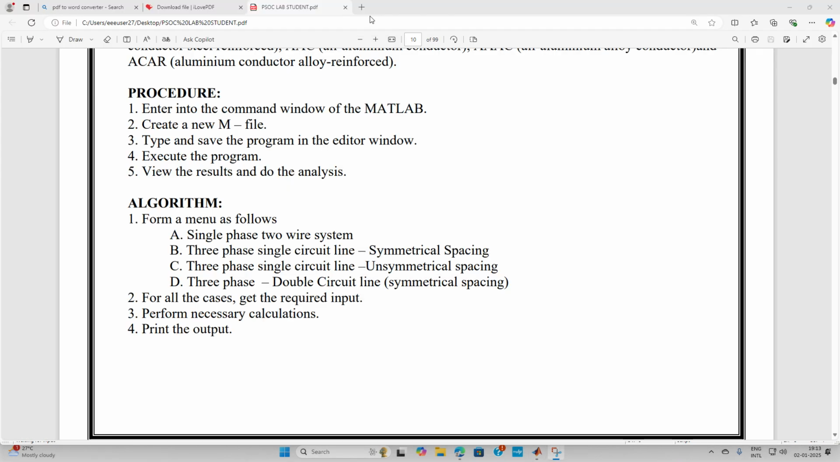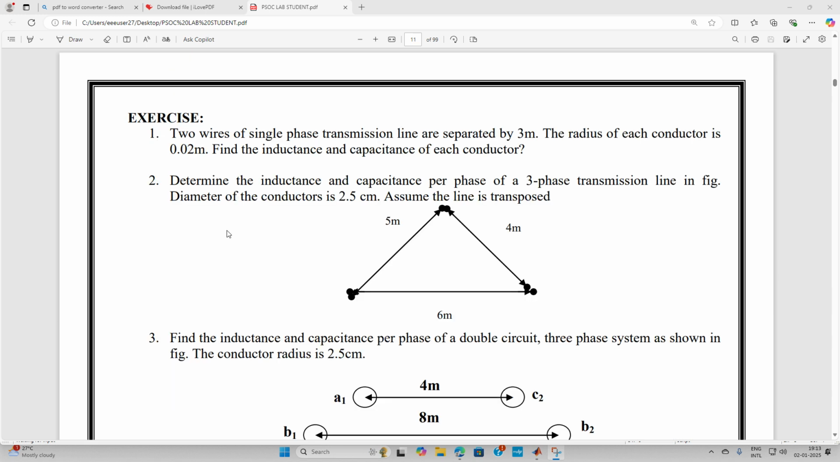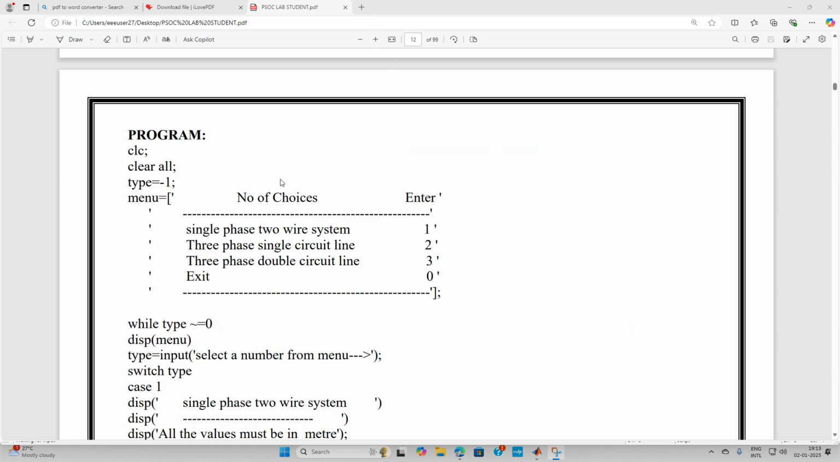After that, the procedures. I should have informed you earlier, but sorry to inform you now. First procedure, open the new MATLAB window. Next, create a new M file, then type and save the program in the editor window. We discussed that already. Fourth one, execute the program. Finally, view the result. These are the steps of the algorithm. Next is the manual calculation, which we will discuss later. Now we go on to the program.